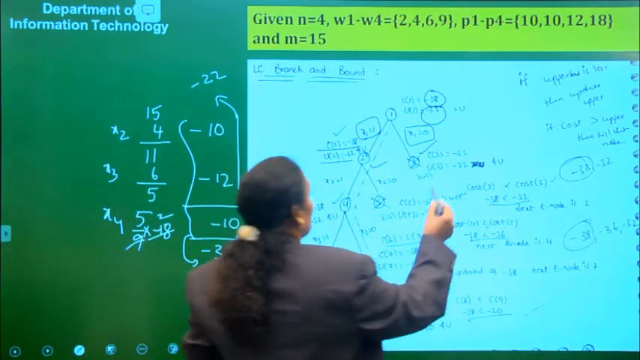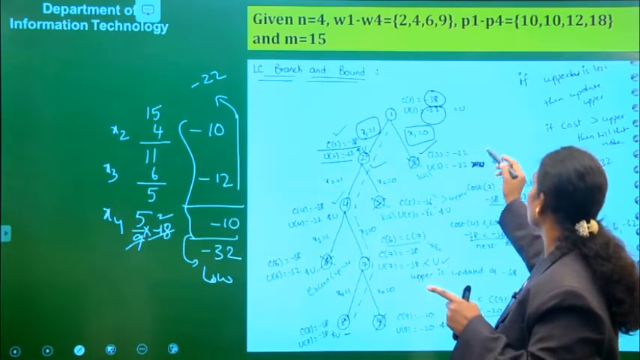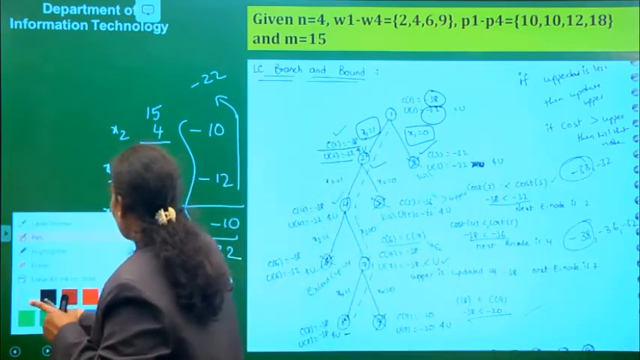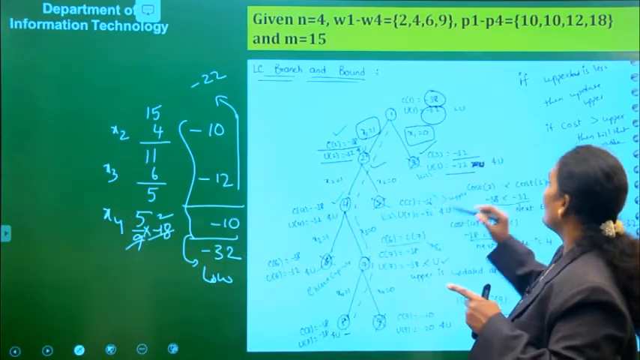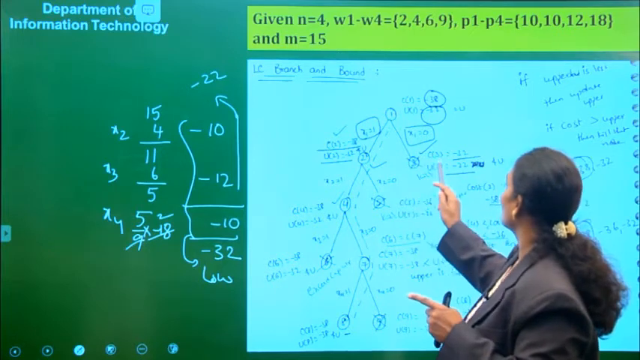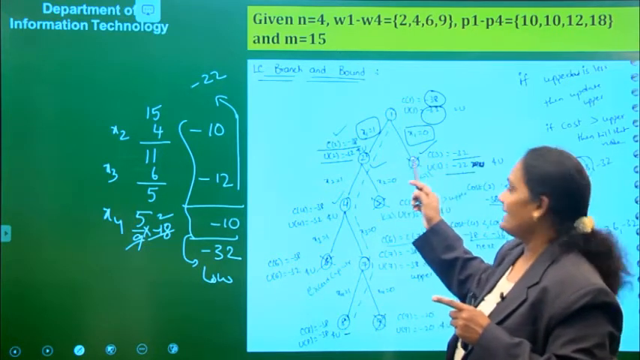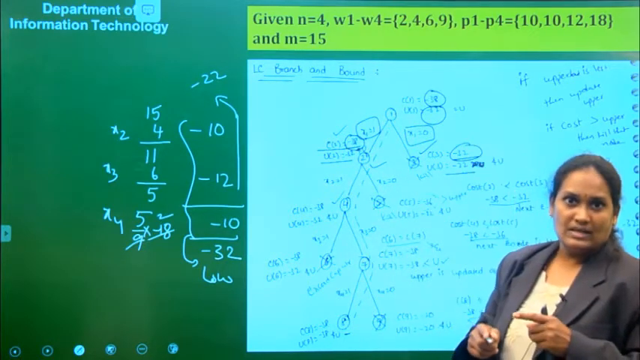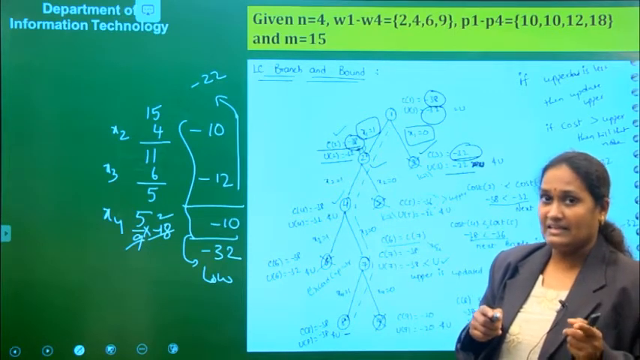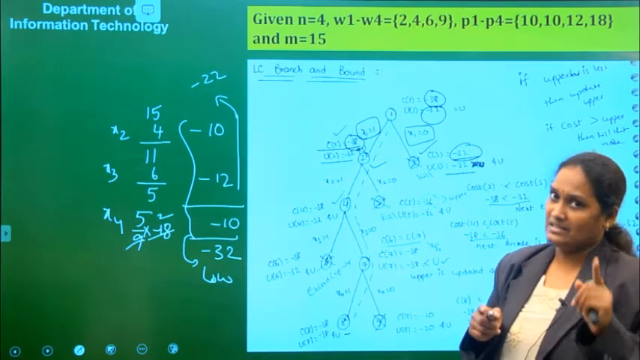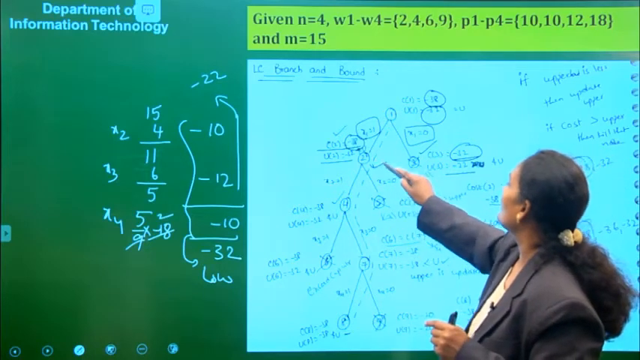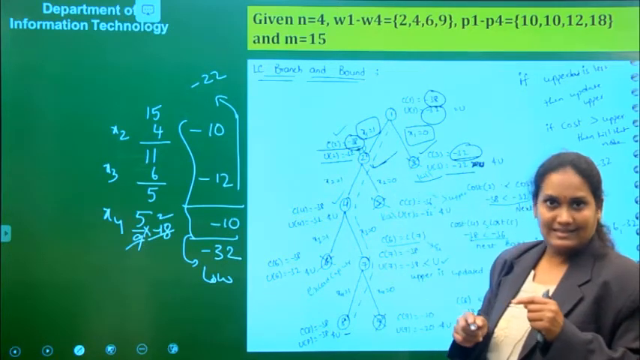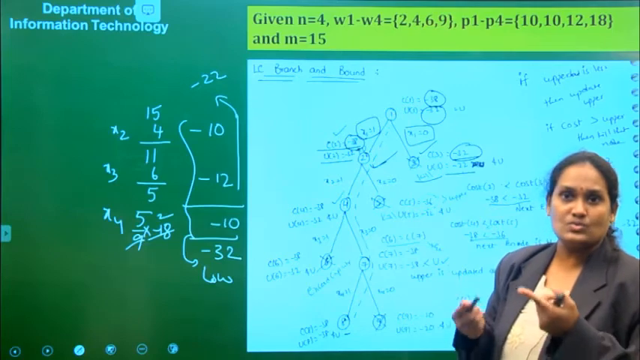Now let us see here. The cost of 3: lower bound minus 32, upper bound minus 22. Out of these two, consider the lower bound value. Here I got a lower bound of minus 38, here I got a lower bound of minus 32. Which is less? Minus 38 is less. Since this has low cost, it is considered as the next E node. This node is killed. That is a dead node. We are not getting a solution from that node.